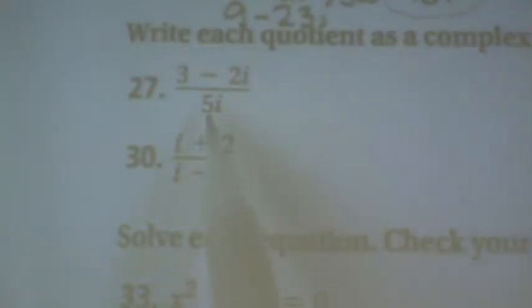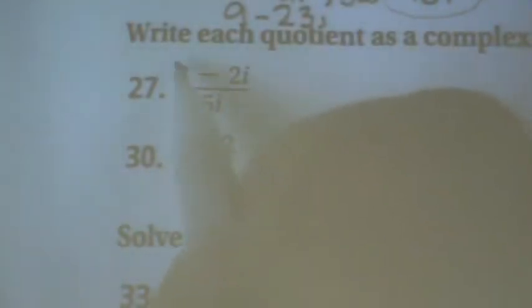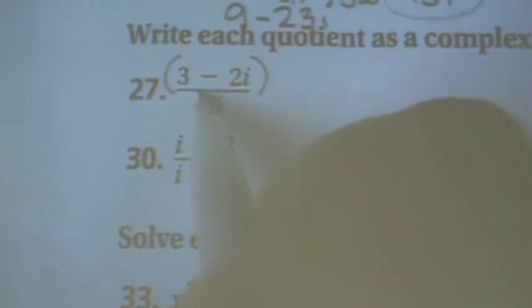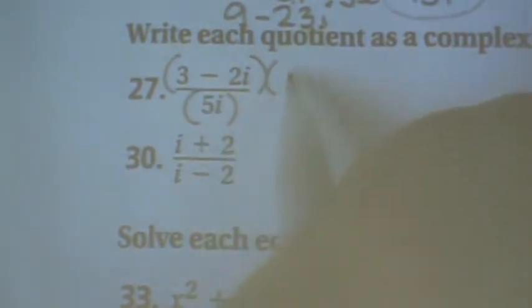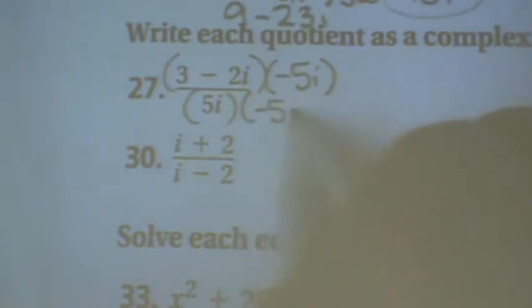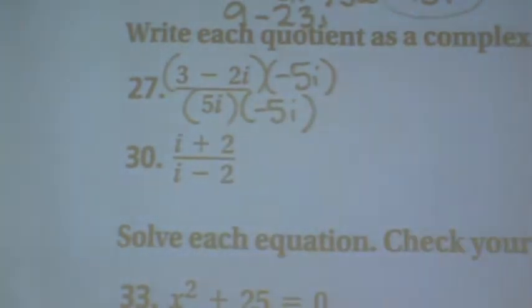Number 27 is asking you to take (3 minus 2i) over 5i, and we want you to write this by rationalizing the denominator. So we're going to multiply this by negative 5i, because that's the conjugate. Let's use paper, because we're going to run out of room.